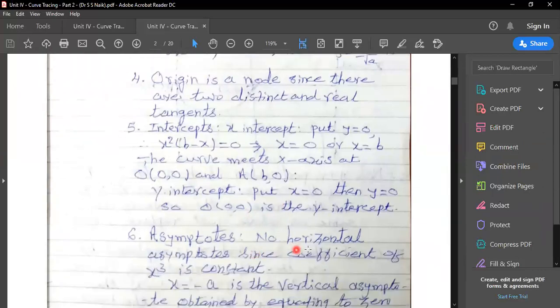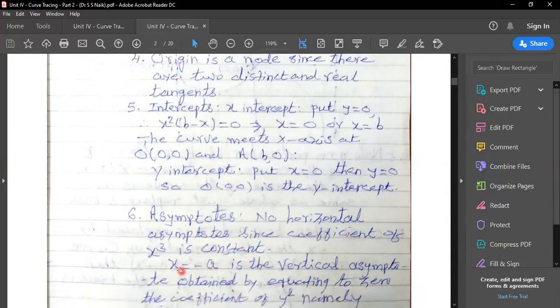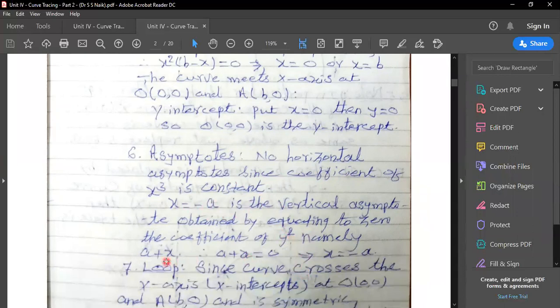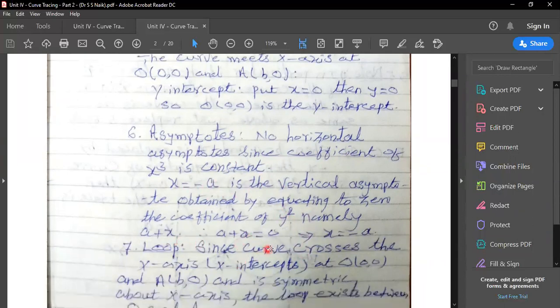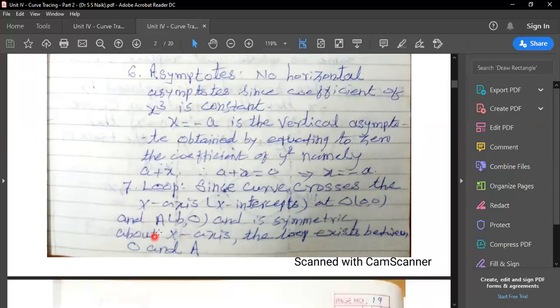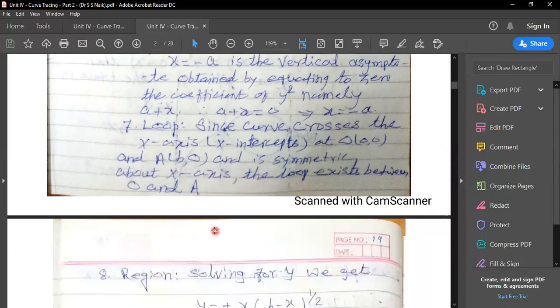Then asymptotes. No horizontal asymptotes since the coefficient of x cube is constant. x is equal to minus a is the vertical asymptote, obtained by equating to 0 the coefficient of y square, namely a plus x, that is a plus x is equal to 0 implies x is equal to minus a. Then we'll see the loop. Since the curve crosses the x-axis, that is x intercepts at the origin (0, 0) and (b, 0), and is symmetric about the x-axis, there exists a loop between O and A.